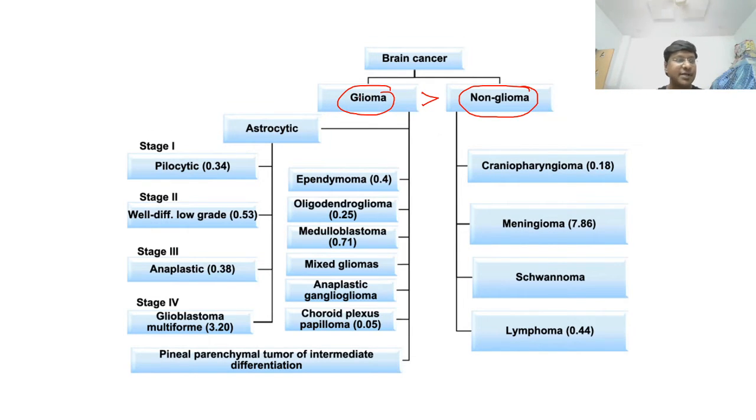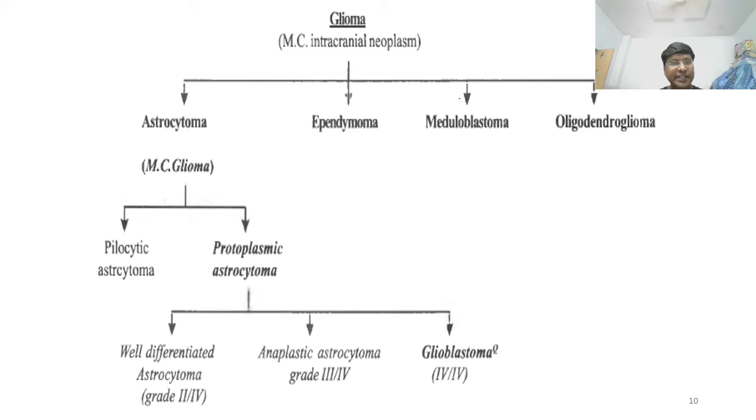Now, coming back to this particular discussion of the brain tumors, so we have gliomas and non-gliomas, and gliomas are more common compared to your non-gliomas. Now, within the glioma again, we classify these gliomas into astrocytoma, ependymoma, medulloblastoma, as well as oligodendroglioma. The multiple choice question that will be asked for you is, which is the most common glioma? Right, which is the most common glioma. Now, among this, let me tell you, the most common glioma is your astrocytomas, right? Astrocytomas, these are the most common type of glioma.